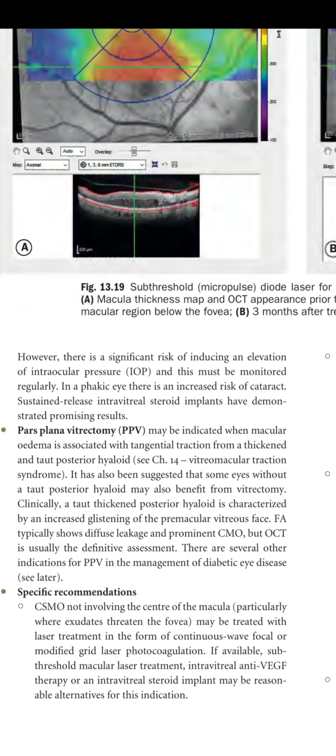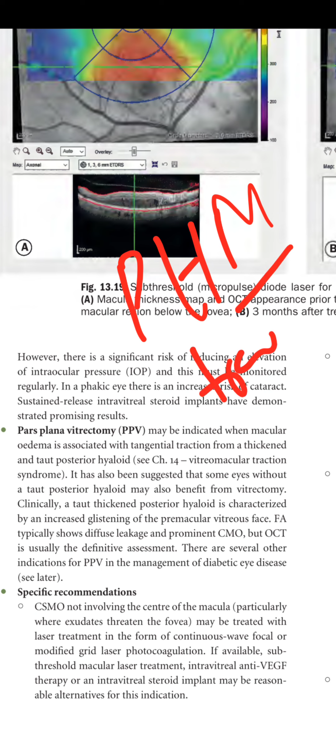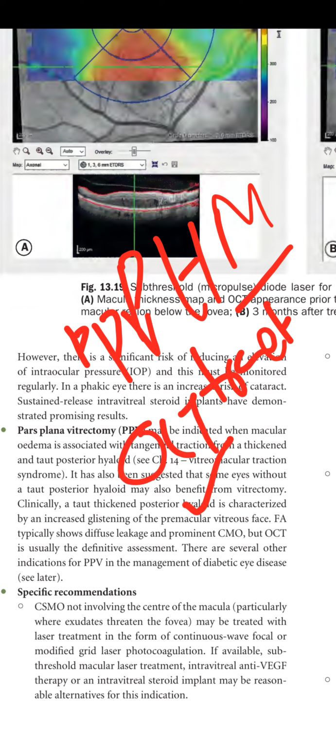So pars plana vitrectomy may be indicated when macular edema is associated with tangential traction from a thickened or taut posterior hyaloid. So if there is a very taut posterior hyaloid membrane that is causing traction on the macula and causing the macular edema, you can always go for PPV. It has also been suggested that some eyes without a taut posterior hyaloid may also benefit from vitrectomy. Clinically, a taut thickened posterior hyaloid is characterized by an increased glistening of the premacular interface. FA typically shows diffuse leakage and prominent CMO, but OCT is usually the definitive assessment. So usually the OCT is basically the definitive test for PPV.